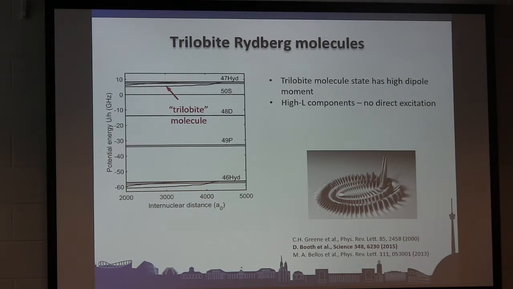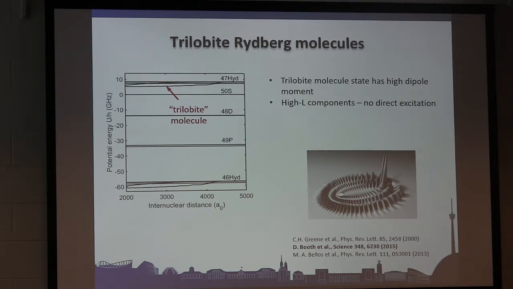They could already show in 2015 that you can excite such Trilobite molecules, but in general it's of course very difficult to excite because, due to this strange shape, it has basically no S character. It has very high L character, and you cannot directly excite such a molecule. We found some trick how to still do it in rubidium. But to explain this, I have to tell you a bit more about how to calculate these potentials and what further terms to include.